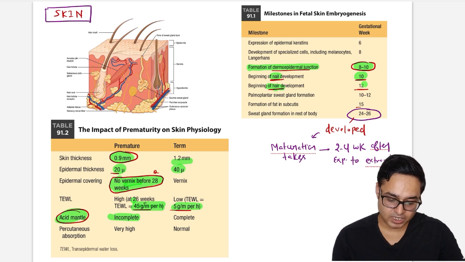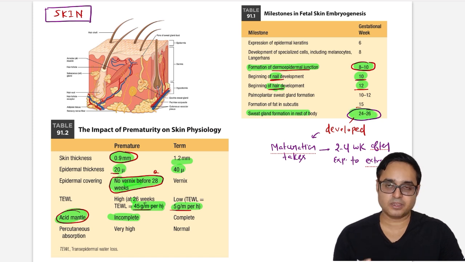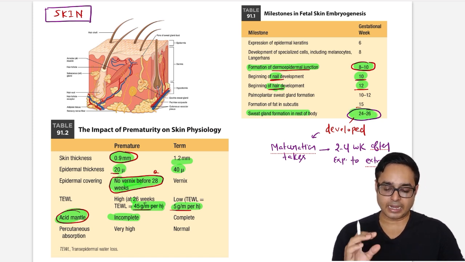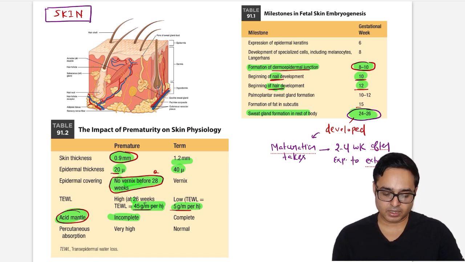Beginning of hair development is at 12 weeks. And sweat gland formation in the rest of the body is at 24 to 26 weeks. So understand this: at 24 to 26 weeks of gestation, fetal skin is generally well formed, and maturation takes 2 to 4 weeks after exposure to the external environment for a preterm or term neonate.